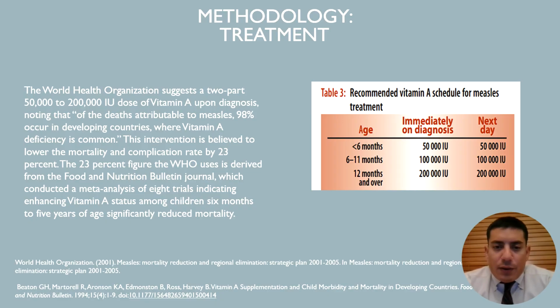So one thing the World Health Organization suggests for patients, both in the first and third world, if they happen to get sick, is the vitamin A dosage. And they believe, according to their research, that they can reduce mortality and morbidity significantly. And this stat comes from a meta-analysis from the Food and Nutrition Bulletin journal that looked at 8 different trials and found that vitamin A status can be protective in children.